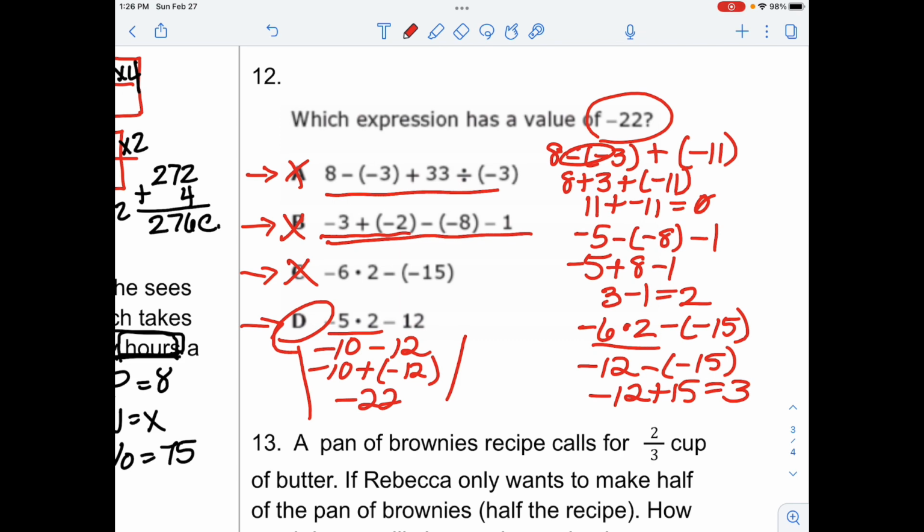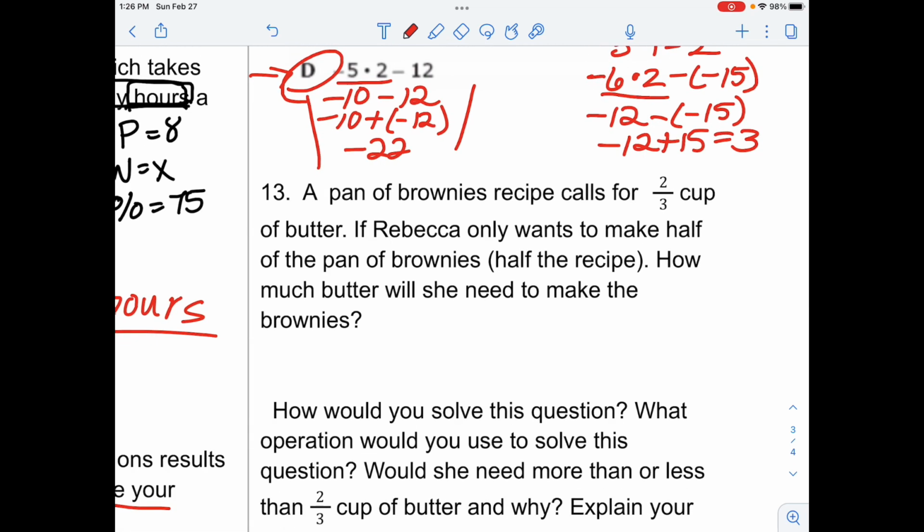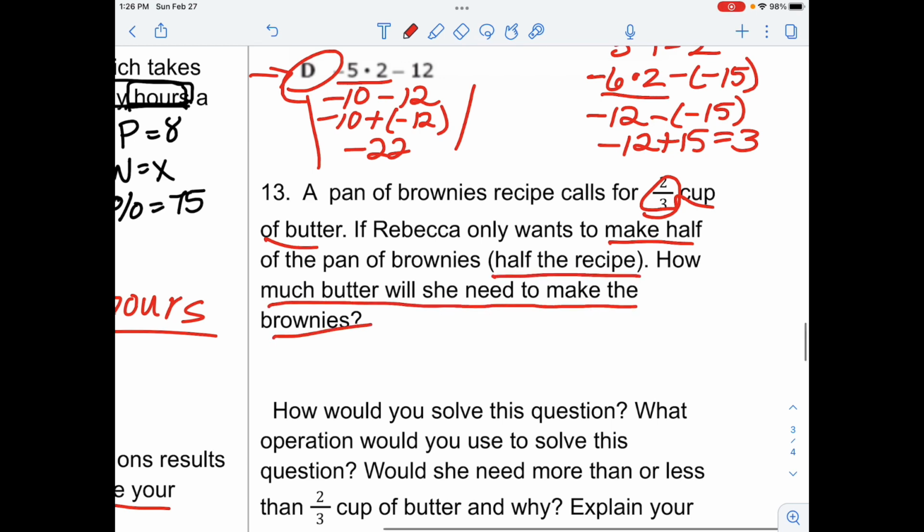Good job, Rams. Okay, the last question. A pan of brownies recipe calls for 2/3 cup of butter. If Rebecca only wants to make half the pan of brownies, which is half the recipe, how much butter will she need to make the brownies?